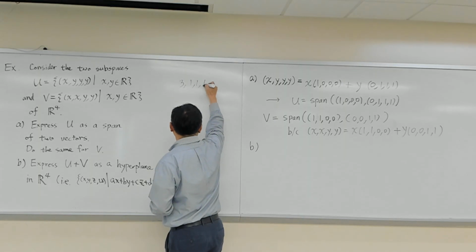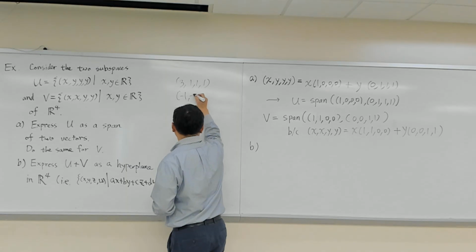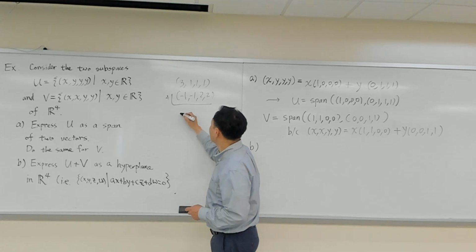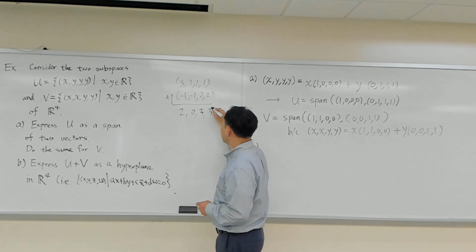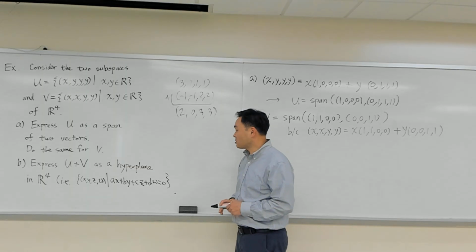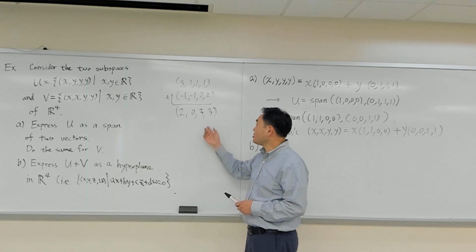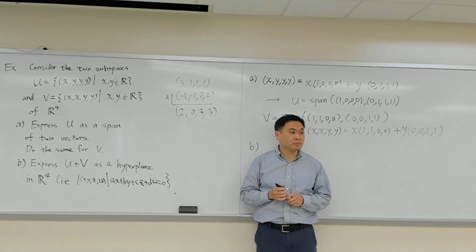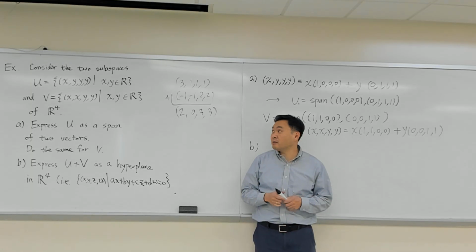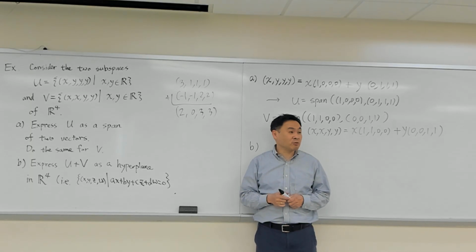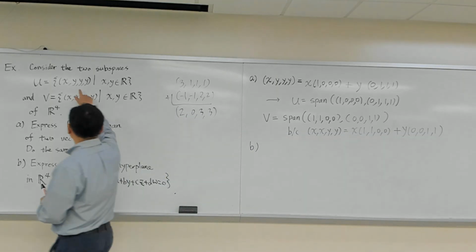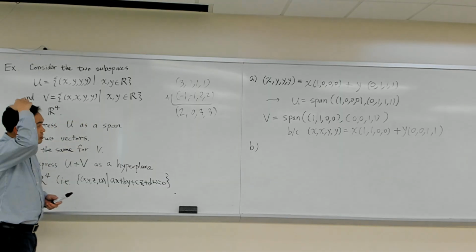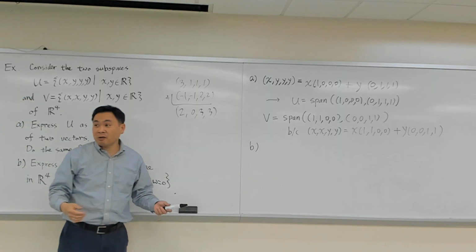(3, 1, 1, 1), right? Or (-1, -1, 2, 2), something like this. And if you add, what do you get? You get (2, 0, 3, 3). That's another vector that belongs in U plus V, right? Do you see any common feature here? The last two are the same, right? Yeah. You always have the last two the same because this one has the property that the last two are the same. This one also has the property that the last two are the same. Therefore, if you add them, you always have the last two the same.